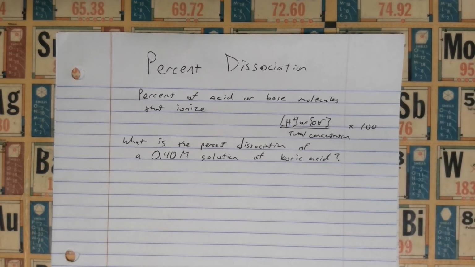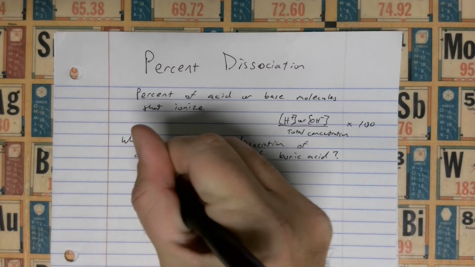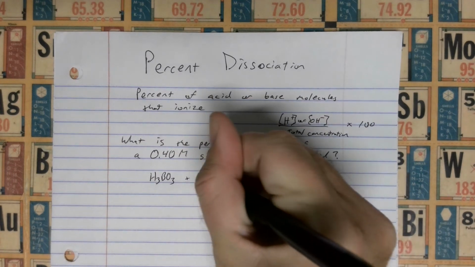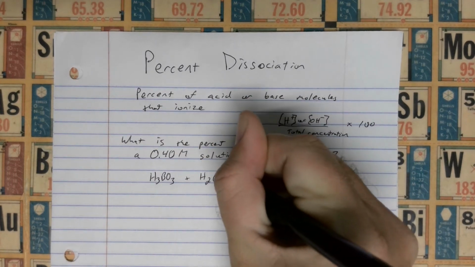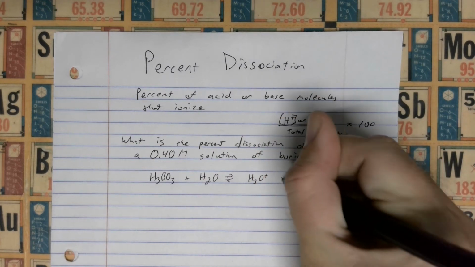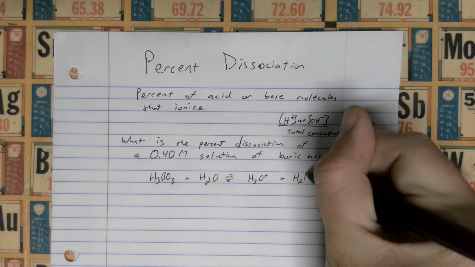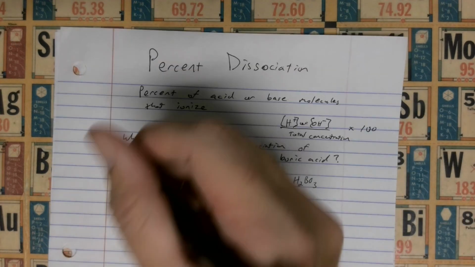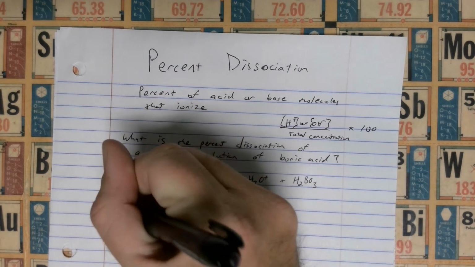So here's an example. What is the percent dissociation of a 0.4 molar solution of boric acid? If we think about boric acid, and we write out the equilibrium equation, it's going to be H3O plus and H2BO3 minus. Okay, and what do we know if we do an ICE chart?